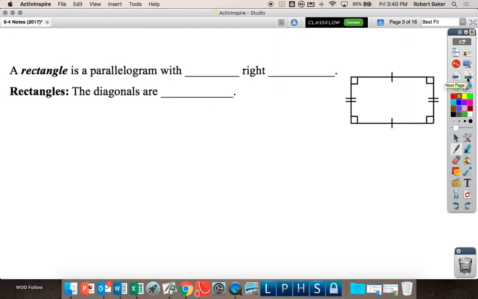So a rectangle is a parallelogram with blank, right, blank angles. And the one specific rectangle property: diagonals are congruent. Alright, so let's get to our last shape. What is a square?